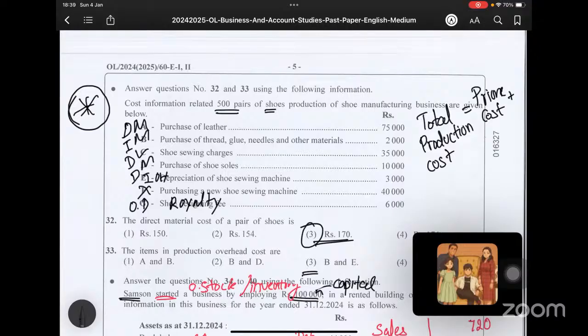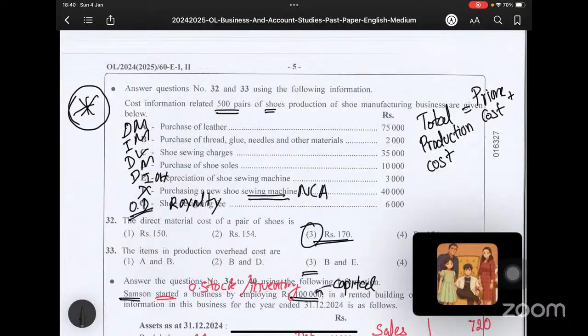So purchase of leather, that is direct material. Purchase of thread, glue, needles, those are indirect material. Shoe sewing charges, that is direct labor. And purchase of shoe soles, those are also direct material. And depreciation, that is indirect overheads. And purchasing of a new shoe sewing machine, that won't be any cost, that is a non-current asset. So that won't be coming under production cost. And the shoe designing fee, that is royalty, that is other direct costs.